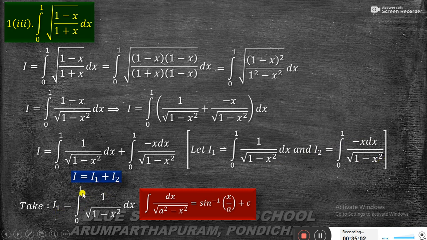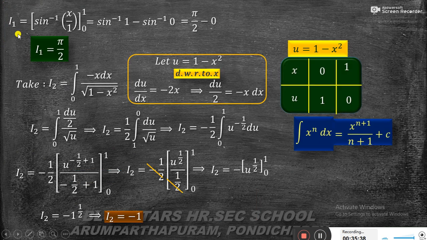Therefore I1 equals integral 0 to 1 of dx by square root of 1 minus x². Here I apply the formula. I compare this integral with the formula: integral dx by square root of a² minus x² equals sine inverse of x by a plus c. So I write here a equals 1, so integral dx by square root of 1² minus x² equals sine inverse of x by 1, plus c.